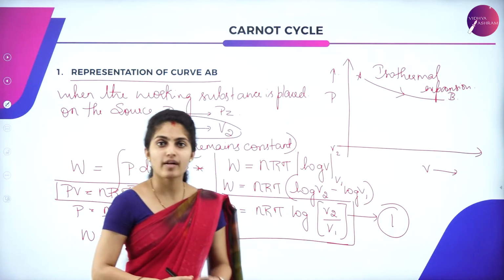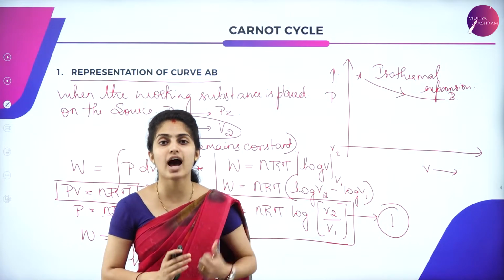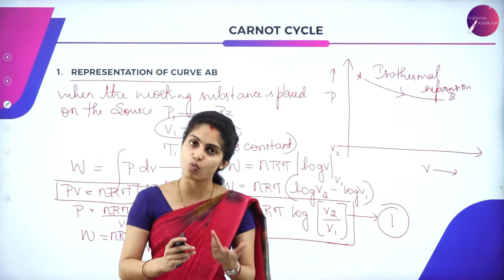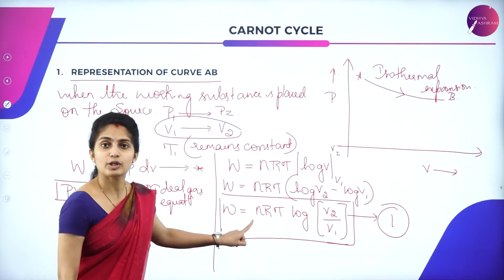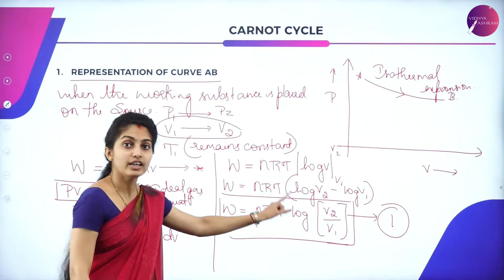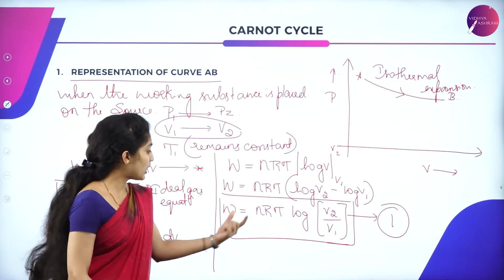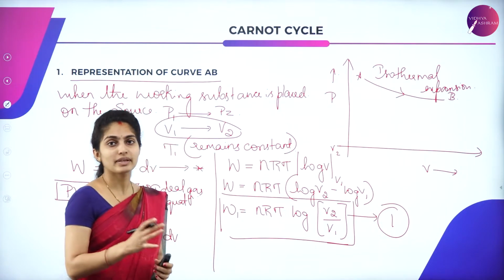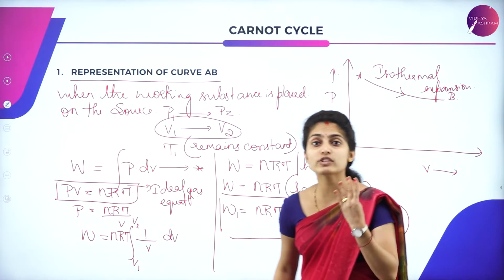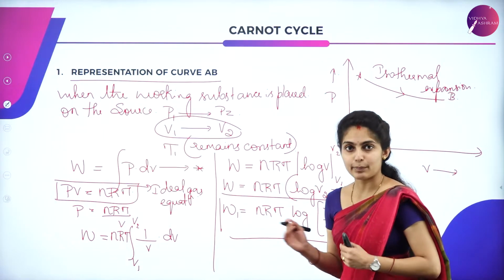Under equation 1, the curve, whatever it is represented, is said to be AB, that is the isothermal expansion. And during isothermal expansion, what is the work done? That is W is equal to nRT log V2 by V1. This is for n moles of a gas because n is present over here. So W will be W1 because this is the first step, wherein I told you we have 4 steps in this Carnot cycle, out of which this is one step.